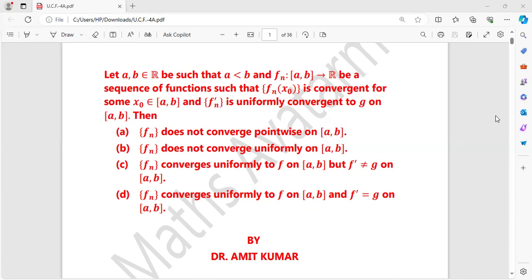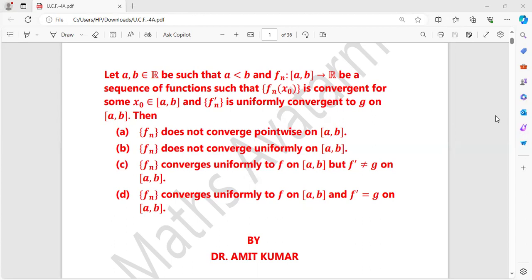Then option number 1 is: f_n does not converge pointwise on [a, b]. Second option is: f_n does not converge uniformly on [a, b]. Third option is: f_n converges uniformly on [a, b], but the derivative of f is not equal to g on [a, b]. Fourth option is: f_n converges uniformly to f on [a, b] and f dash is not equal to g on [a, b]. So here option number D is correct.